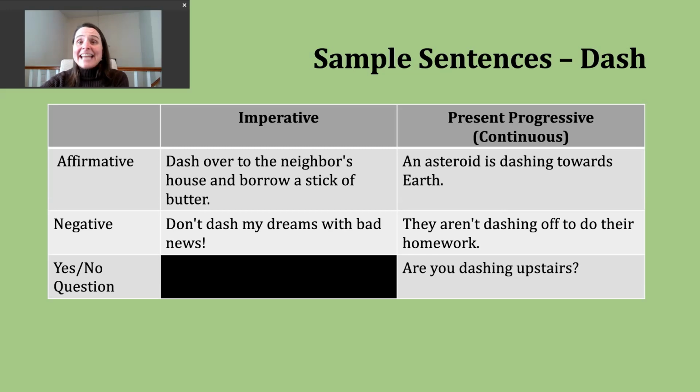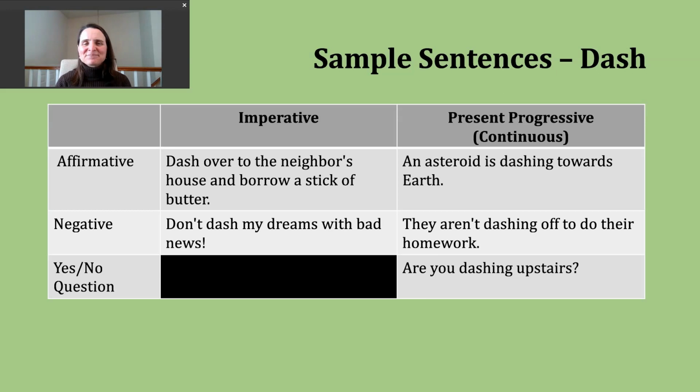Now, if I want to make a negative present progressive sentence, I'm going to have my subject, I'll have my form of be, so am, is, or are, then I'll have not, and then the ing form of the verb. Here's another example. They aren't dashing off to do their homework, right? So here, maybe we have a parent or a babysitter kind of describing here what isn't happening right now. Okay, so maybe the kids are eating snacks, they're playing a game, but they're not sort of running off to do their homework.